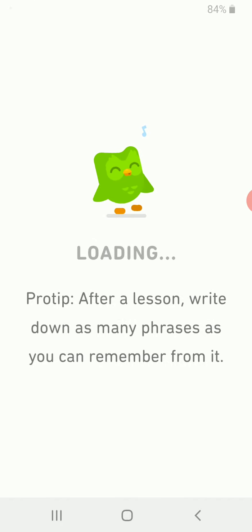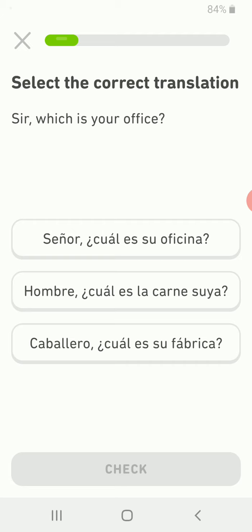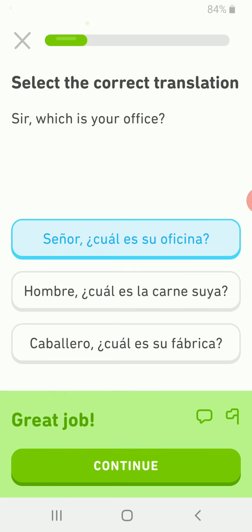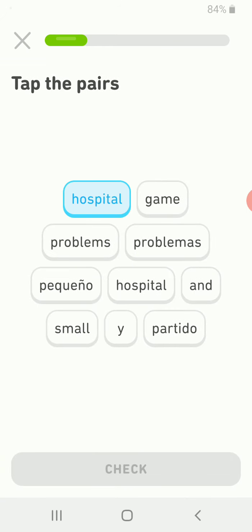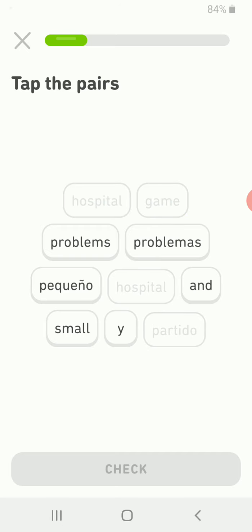After the lesson, write down as many phrases as you can remember. So this will help you, of course. And select the correct translation. Sir, señor. Which is your office? ¿Cuál es su oficina? So which is ¿cuál? If you are not familiar with this Spanish word, ¿cuál is which? And hospital. Hospital is hospital. Game is partido. Partido is also match. It's not a game.